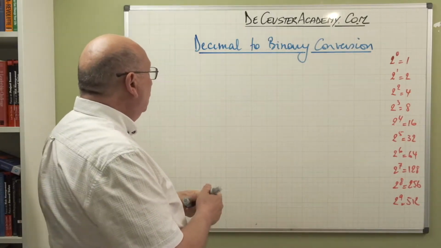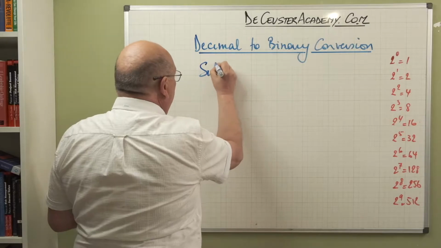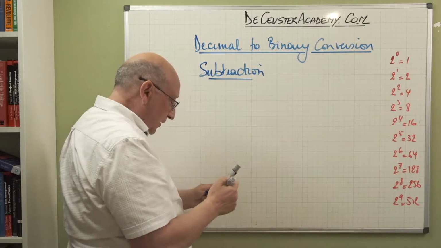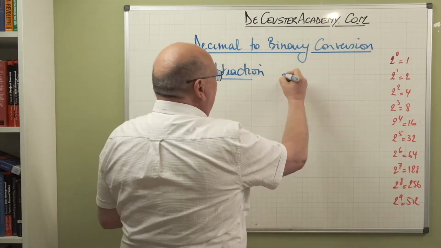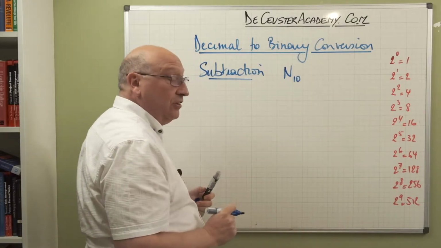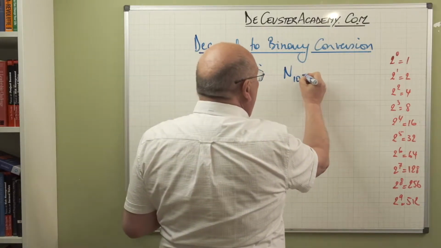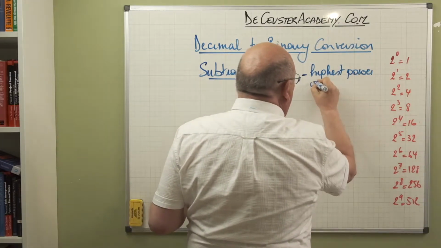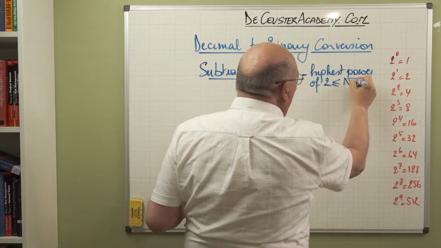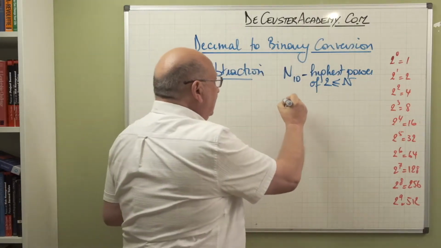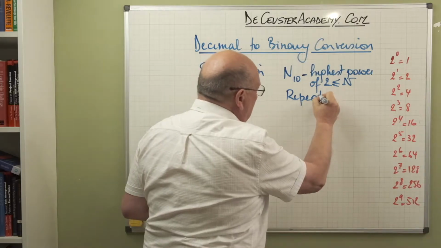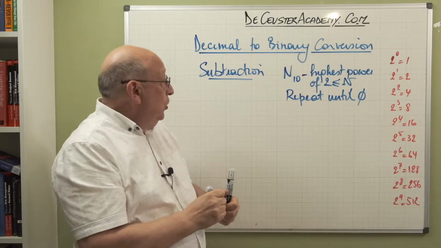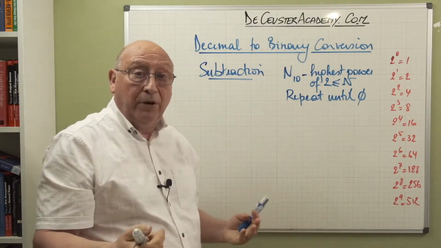The first method we're going to do is the subtraction method. The subtraction method is a simple method where we take the number n that we want to convert, in base 10, and we subtract the highest power of 2 smaller than or equal to n. And we repeat until we reach 0. So let's start with the number 99.